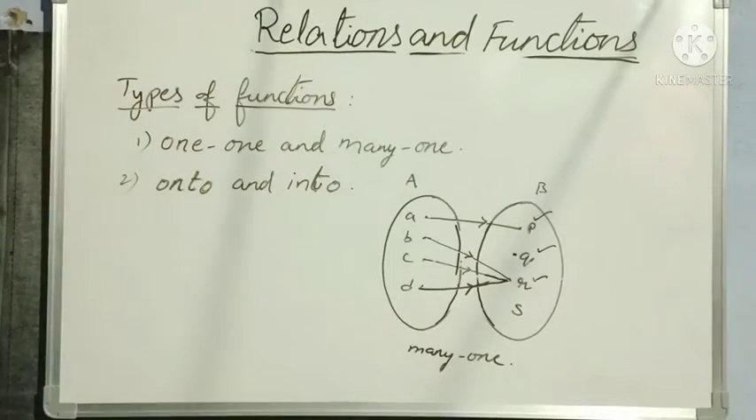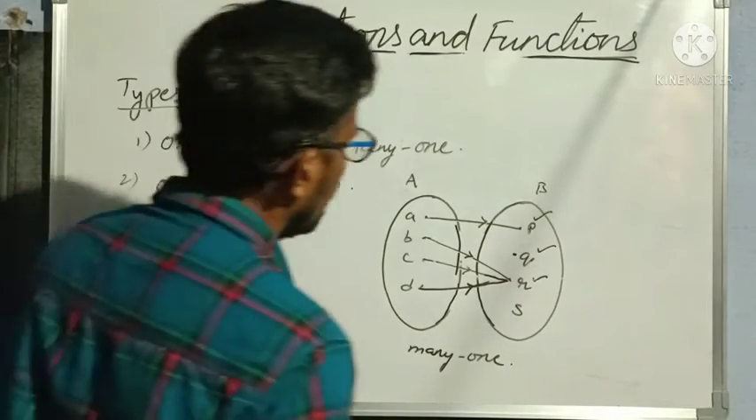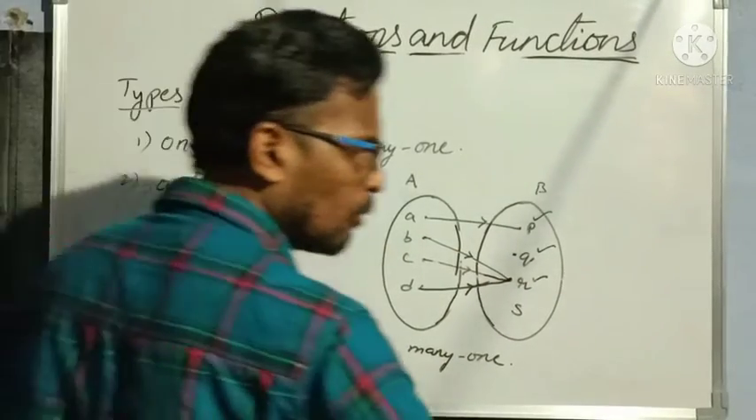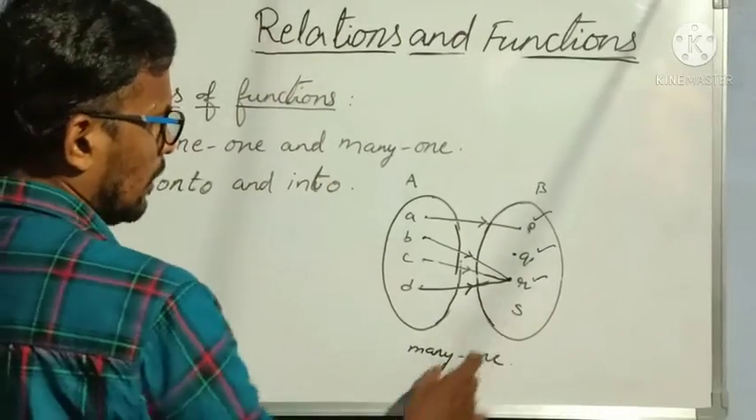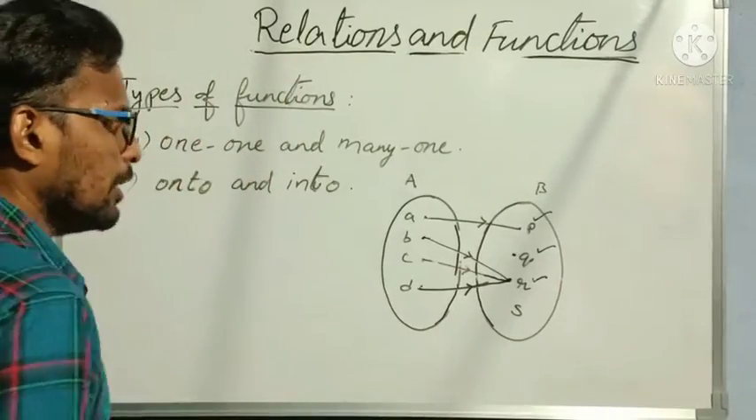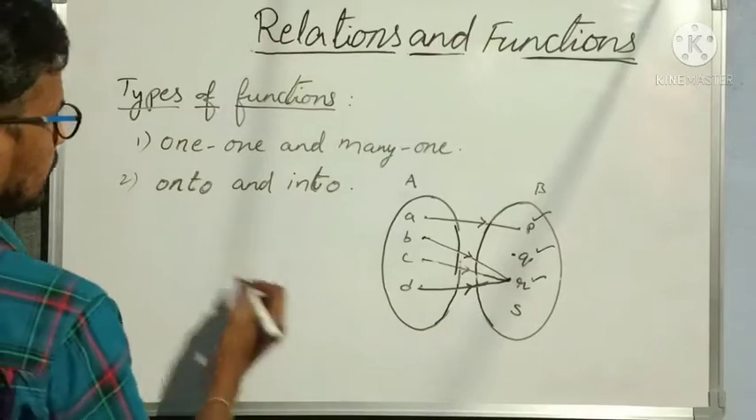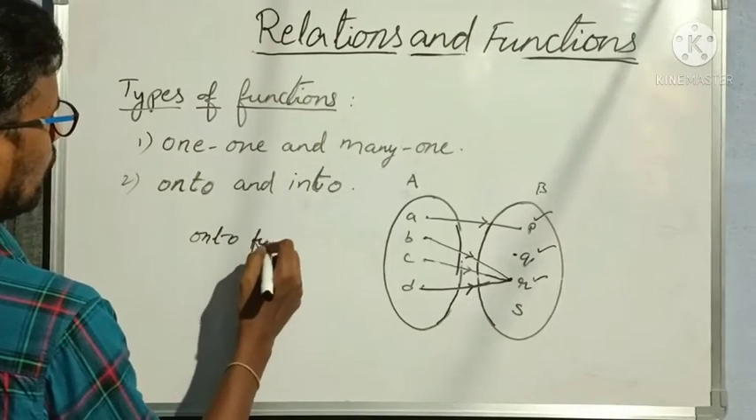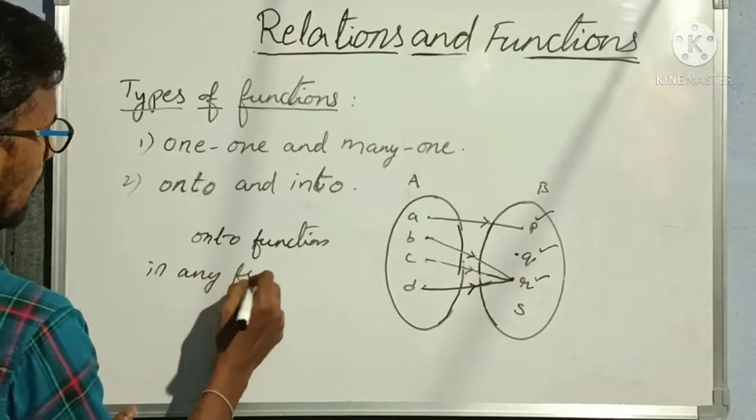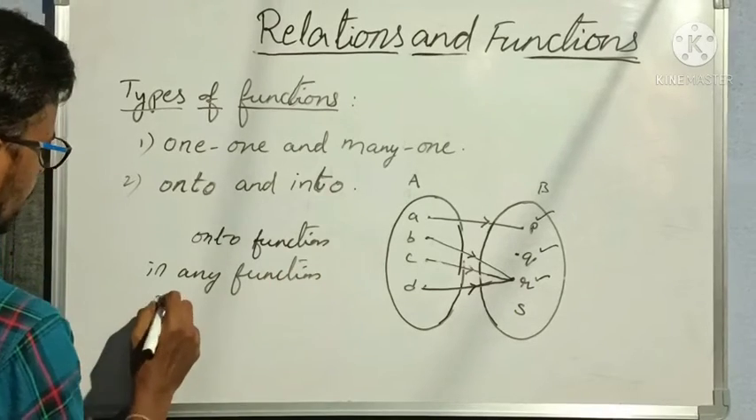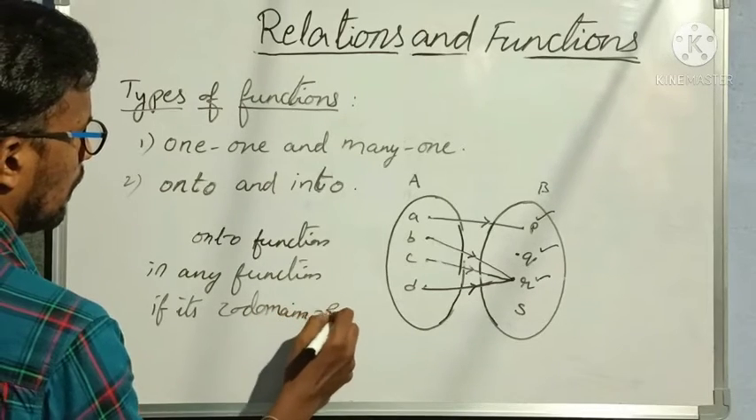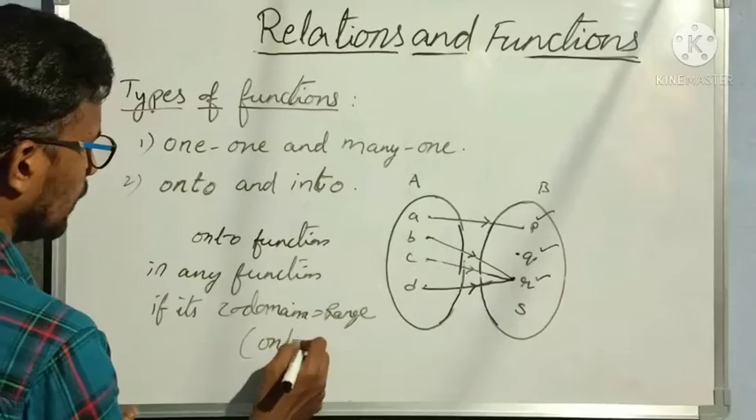Now everybody understood what is a many-to-one function. Every element of A must and should have one image, but if more than one element has the same image in B, then such a function is called a many-to-one function. Now let us find out onto and into from this function only. Onto function: if in any function its codomain is equal to range, then such a function is an onto function.